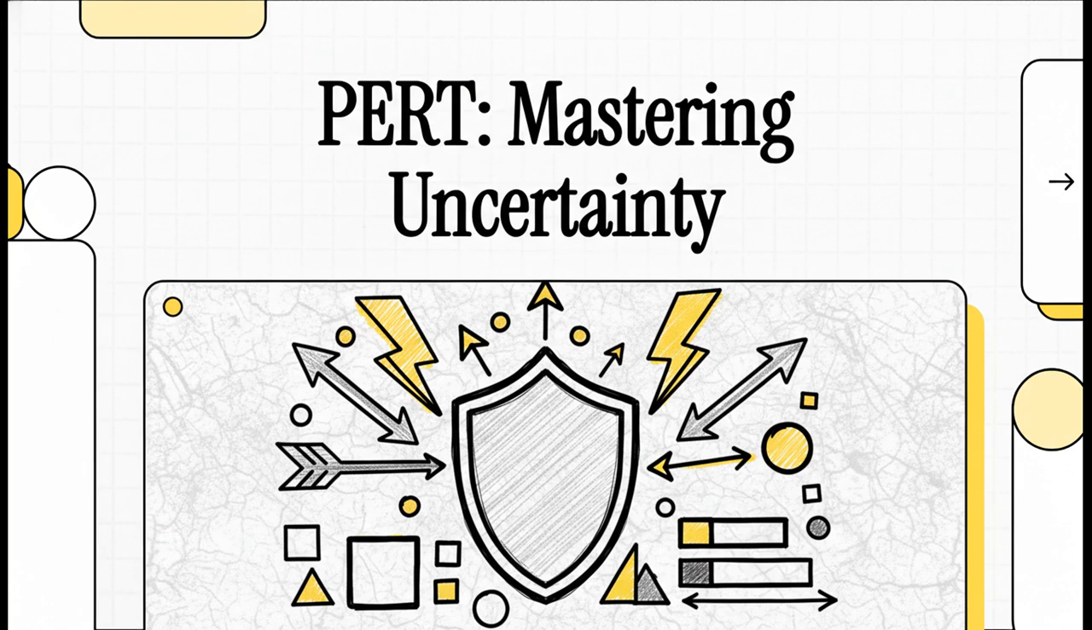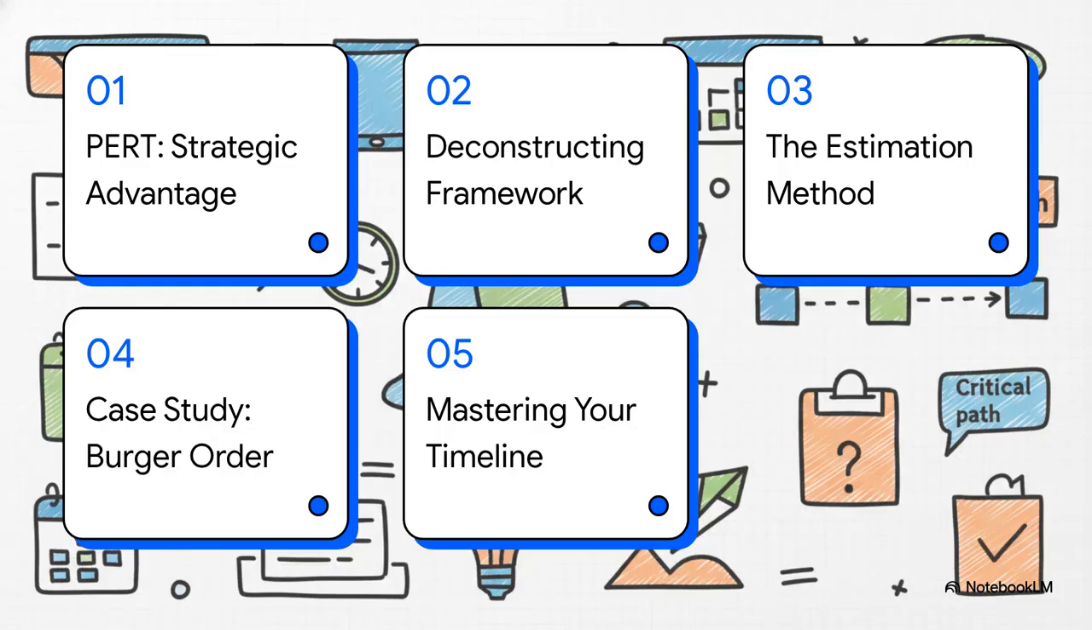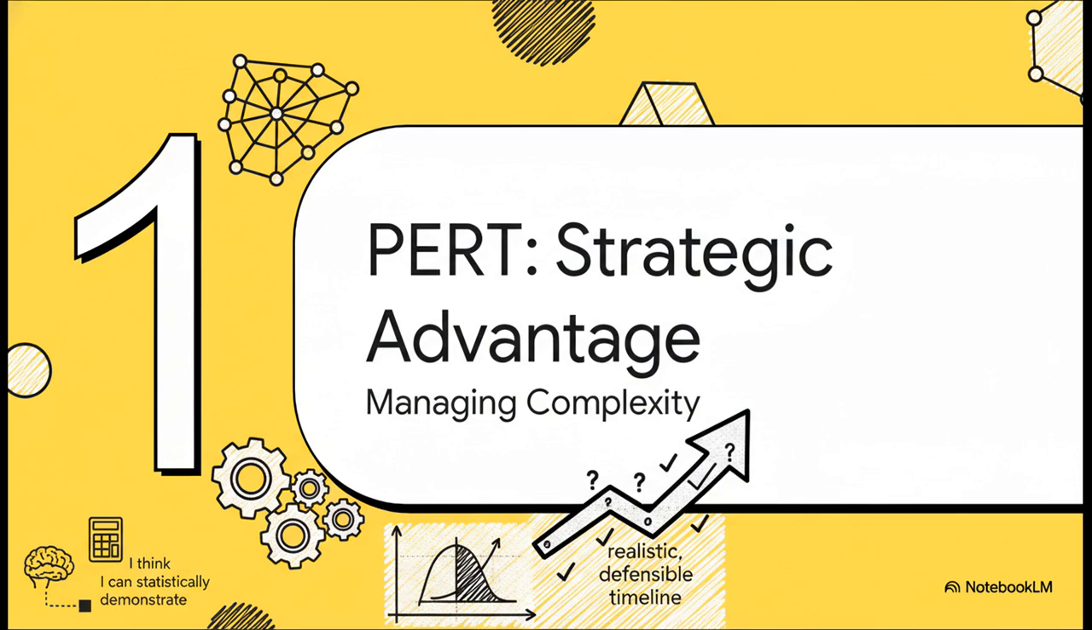Today, we're diving into PERT, the Program Evaluation and Review Technique, and we're going to tackle it just like a top-tier consultant would, by really mastering the framework to get a strategic edge. So here's our roadmap. First, we'll talk about why PERT is such a strategic advantage. Then we'll deconstruct the framework. After that, we'll get into the secret sauce, the estimation method. We'll even apply it to a real-world case study, and then wrap up with the key takeaways for mastering your own project timelines. Okay, let's get right to it.